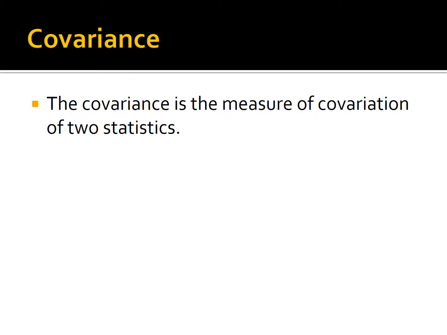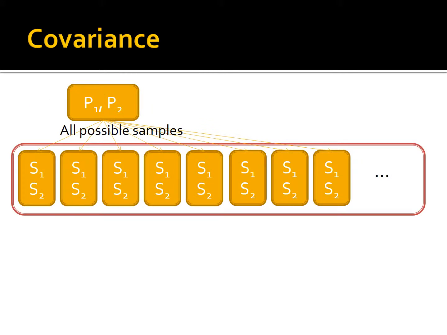Covariance means the measure of correlation between two statistics. So I got parameter 1 and parameter 2 from the same population. Then I can take a sample and I got two statistics. Then the correlation of two statistics is called covariance. Like in this example, I find the covariance of S sub 1 and S sub 2.